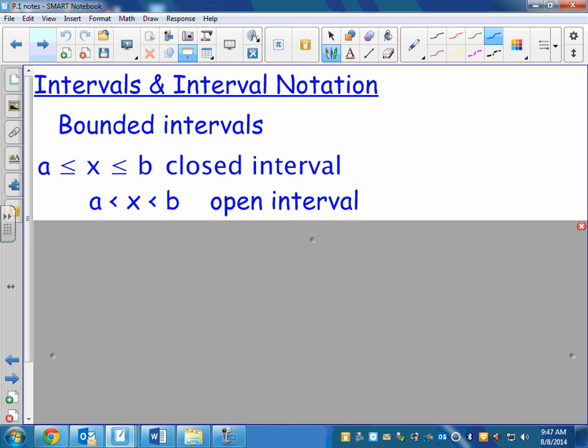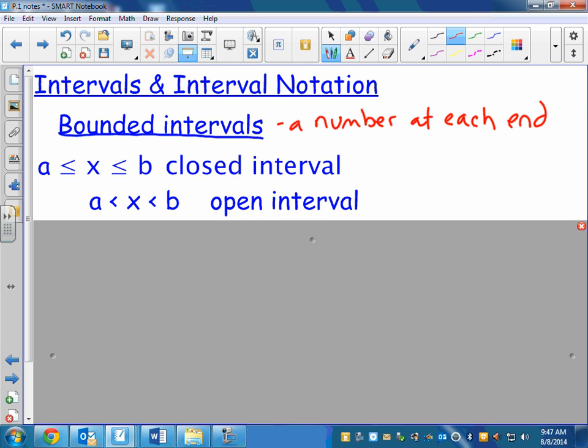They do talk about the vocabulary here. A bounded interval means one that has a number at each end, and we'll talk in a minute about what it looks like when it doesn't have a number. So bounded means it has a number at each end. And I just use A and B, but those could be any numbers.